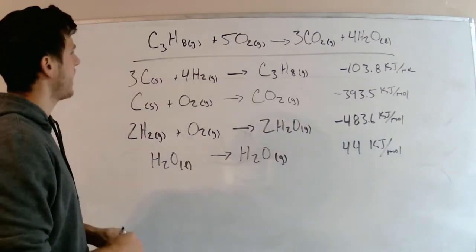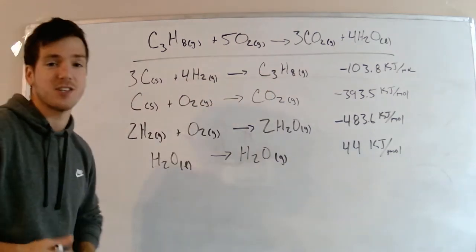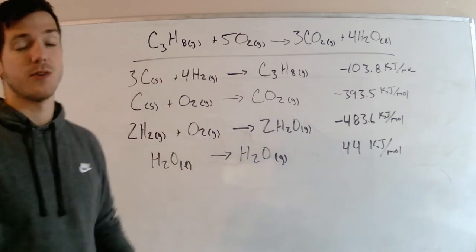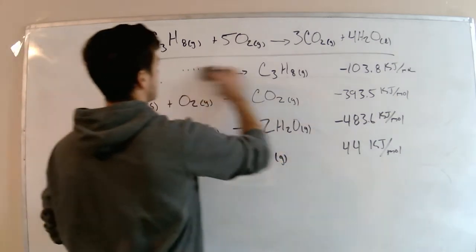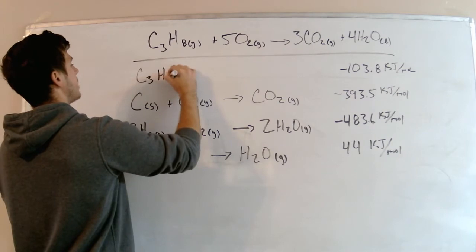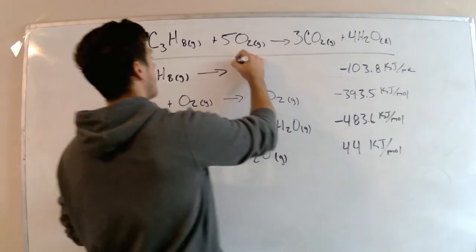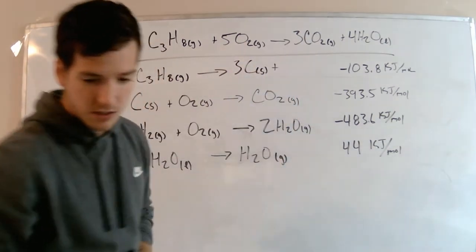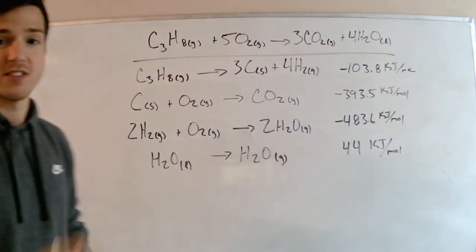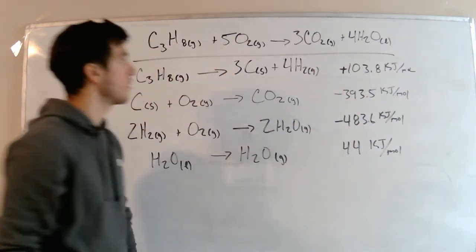So I look at C3H8, I look at my half reaction. Hey, C3H8 is in that reaction. The only problem is that it's on the wrong side. So let's go ahead and flip that, so now it will be on the correct side. C3H8 gas, and I believe it came from 3 carbon solids and 4 H2 gases, and of course, since I flipped that reaction, I'm going to change this minus to a plus.